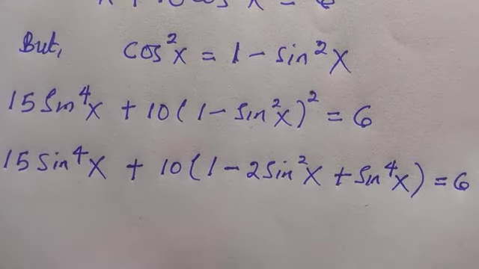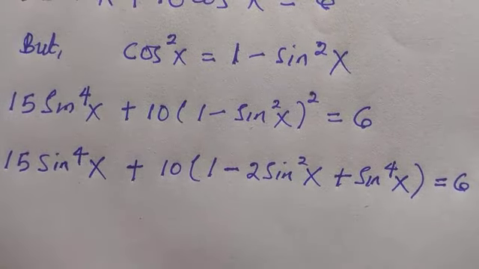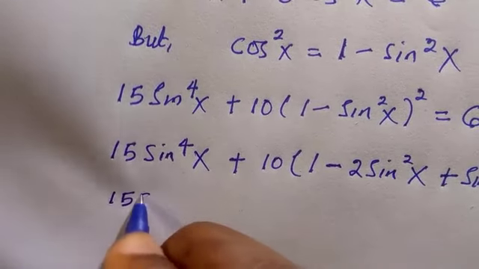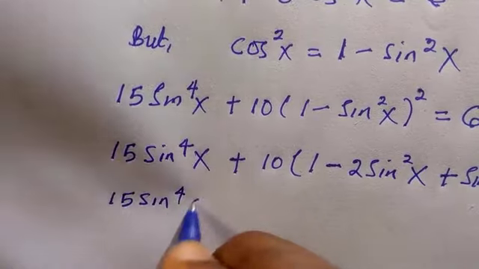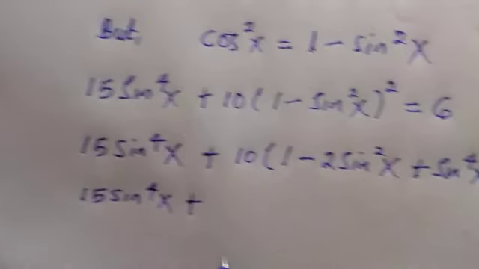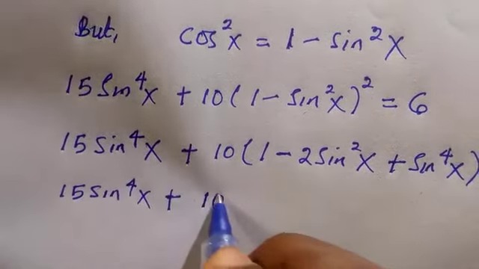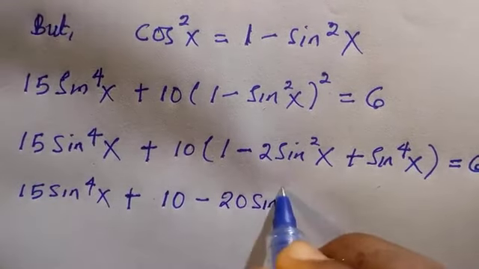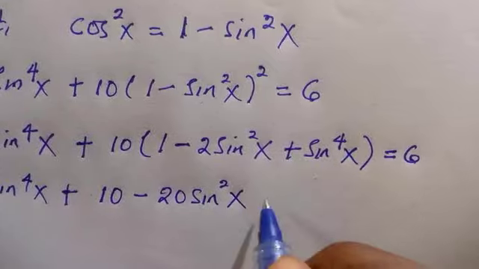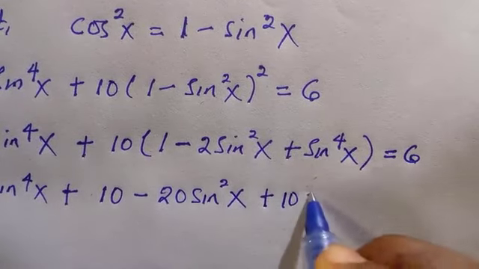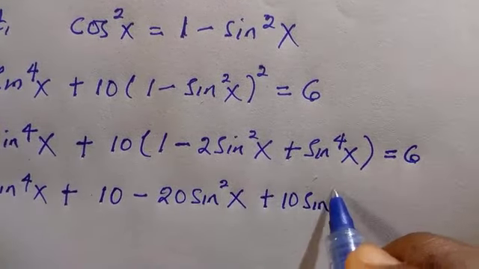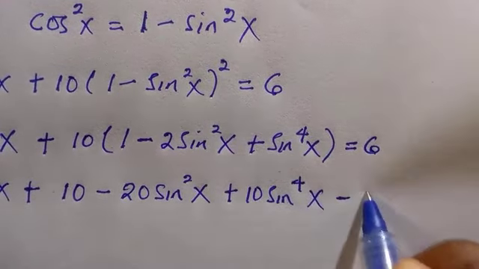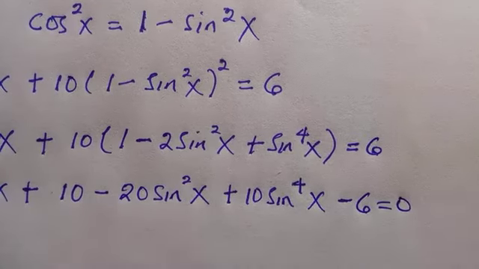If you expand this with 10, then we are going to have 15 sine raised to the power 4x plus, 10 multiplied by 1 is 10, minus 10 multiplied by 2, that is 20 sine raised to the power 2x, and plus 10 sine raised to the power 4x. Then for this we have minus 6 equals 0.